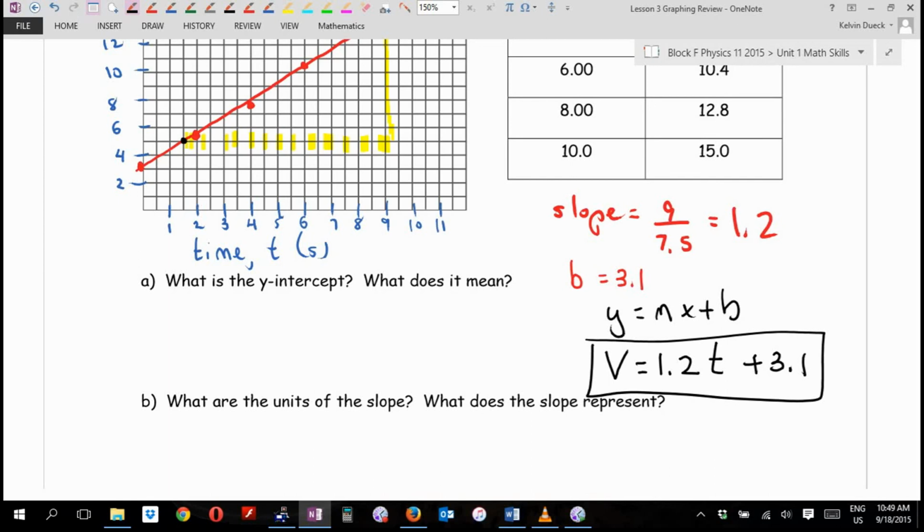Now let's answer the questions. A says, what is the y-intercept? Well, for me, 3.1. For you, I don't know. What does it mean? What is the y-intercept telling me? What when time is 0?